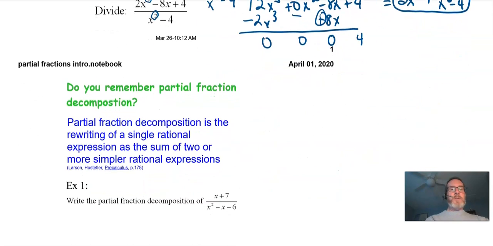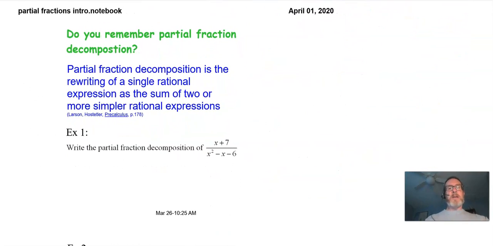Now we move on to something that was probably in either your Algebra 2 or your pre-calc class, and that is the idea of partial fraction decomposition. Definition is there, talks about breaking a single rational expression into the sum of two or more simpler expressions. In order to do this, we kind of need the ability to factor the denominator. If we can't factor the denominator, really, we can't do the fraction decomposition. So luckily for us, this will factor x minus 3, x plus 2.